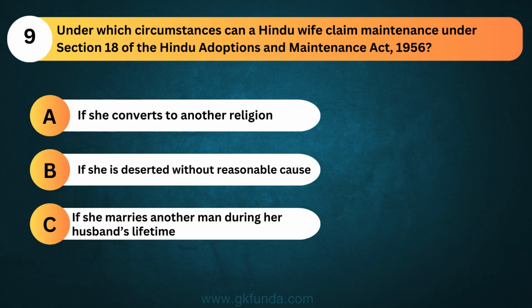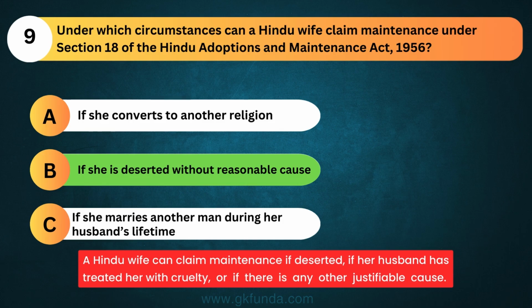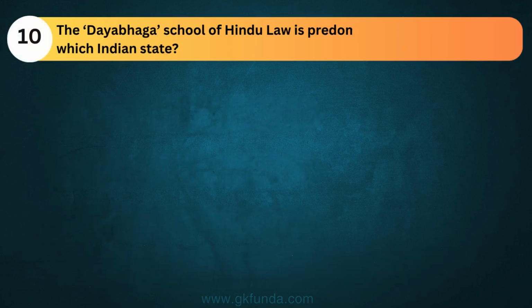The answer is option B, if she is deserted without reasonable cause. A Hindu wife can claim maintenance if deserted, if her husband has treated her with cruelty, or if there is any other justifiable cause. The Dayabhaga school of Hindu law is predominantly followed in which Indian state?